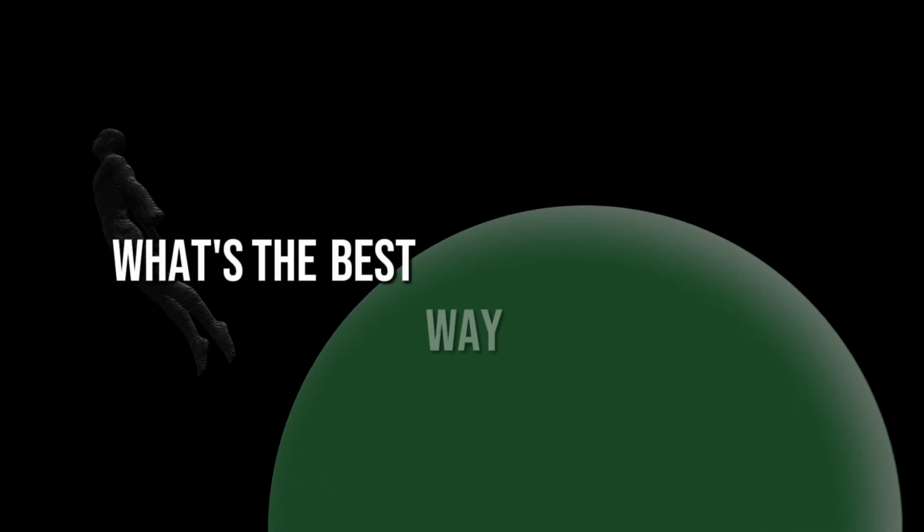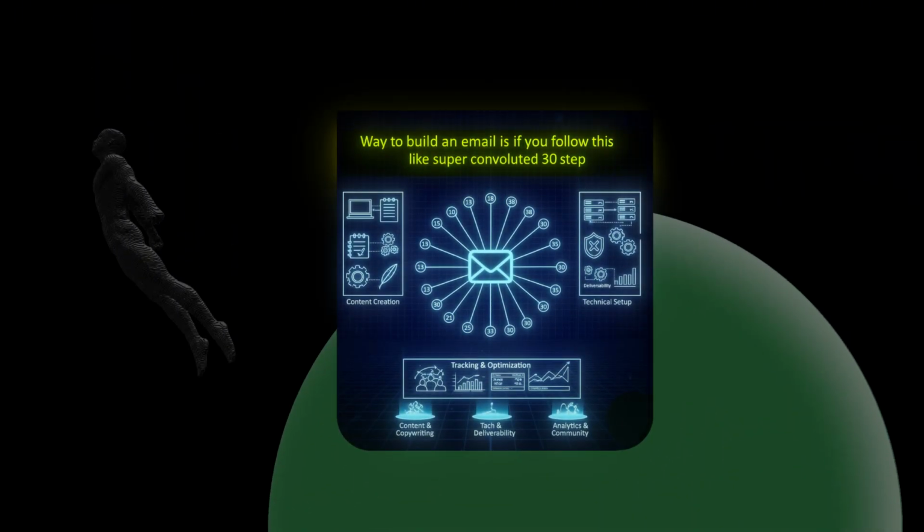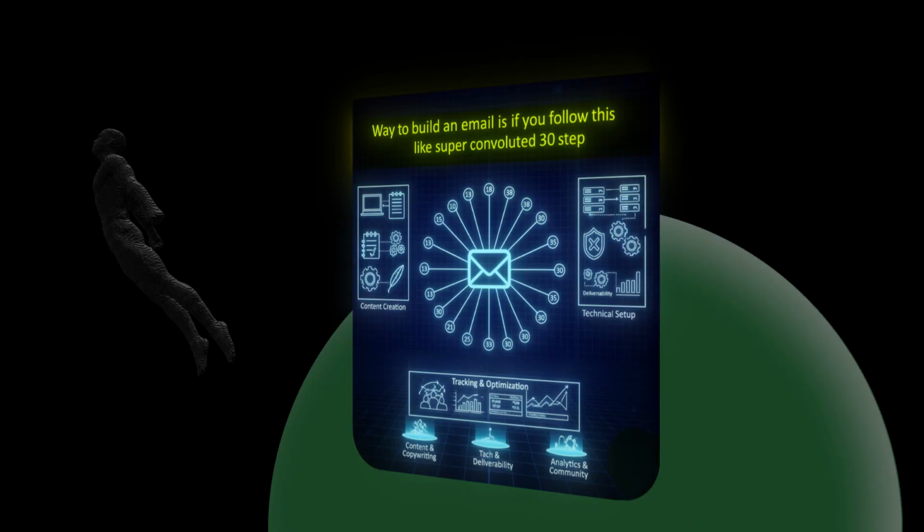Okay, so I want to record a quick video about what's the best way to build an email, because somehow this is still a topic in 2025. There are still people saying that plain text converts the best, and people saying that image only is bad and you shouldn't do it. And there are some dinosaurs from the email world that say that the only and best and correct way to build an email is if you follow this super convoluted 30-step process that they know and you don't, and unless you do it, you don't know what you're doing.